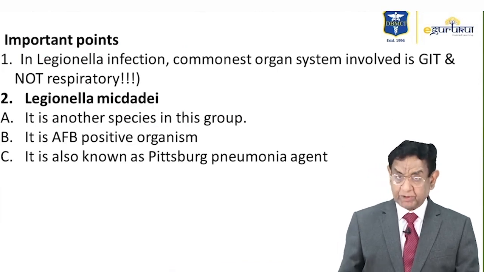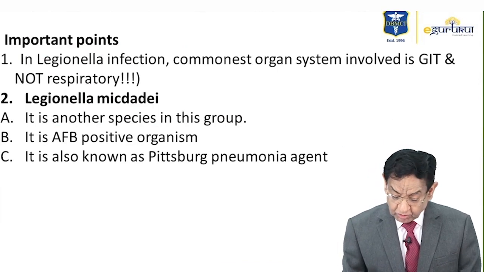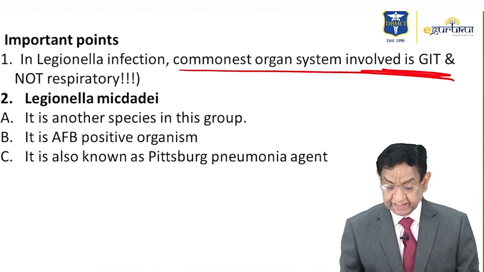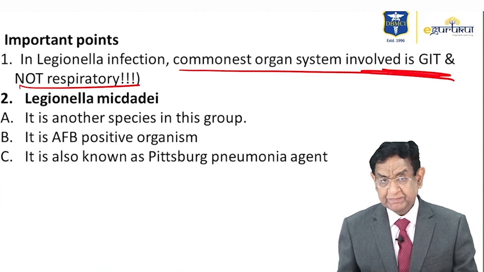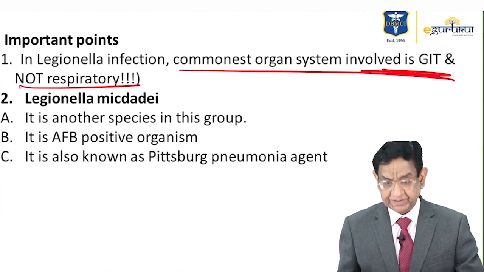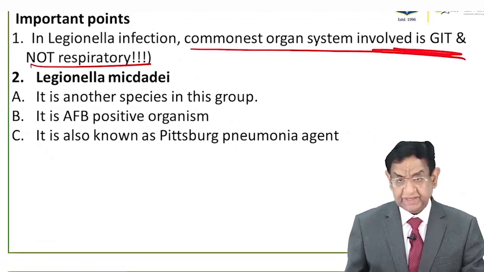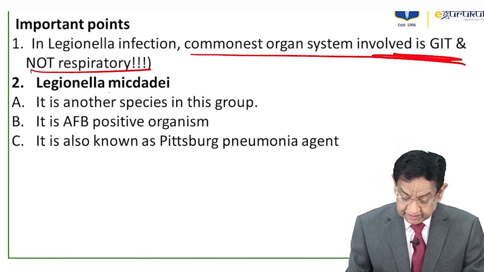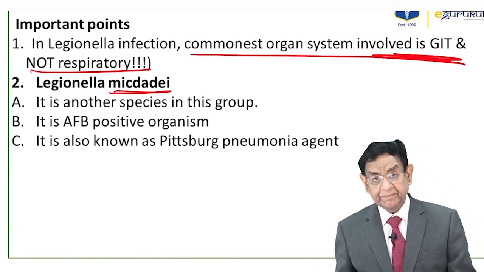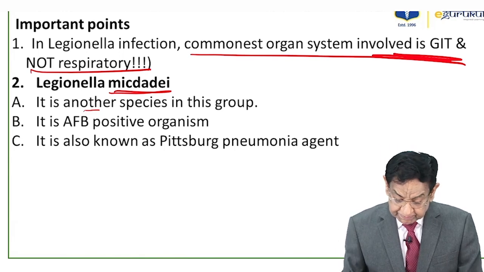Now, very important point: in Legionella infection, the commonest organ system involved is GIT and not respiratory, the point I mentioned to you. Patient may just land up with GIT features. Now we discussed Legionella pneumonia. We have one more species, Legionella micdadei. It's another species of the group.